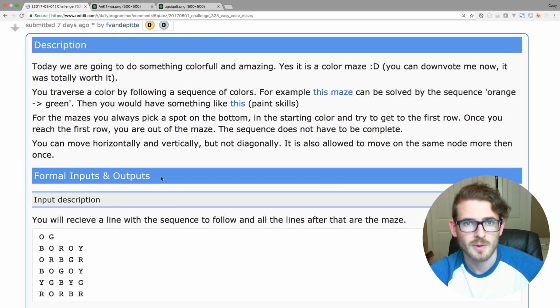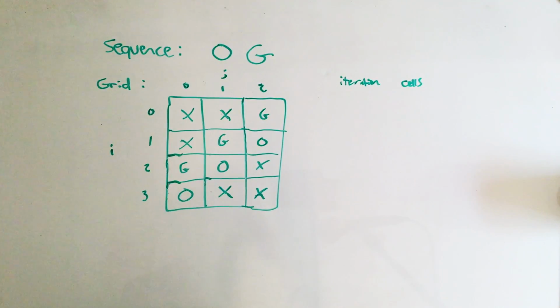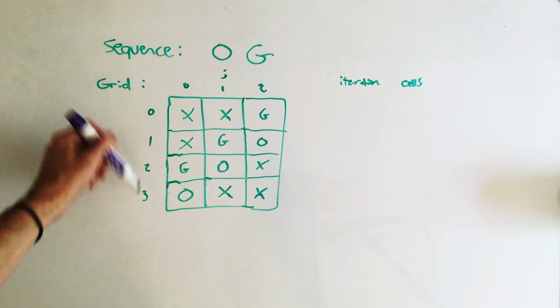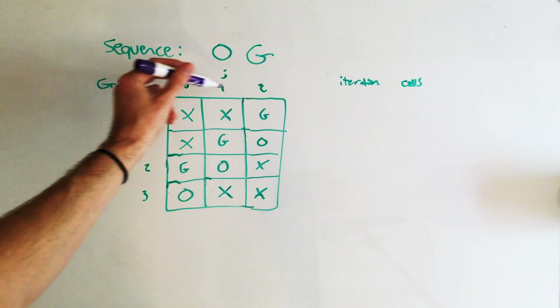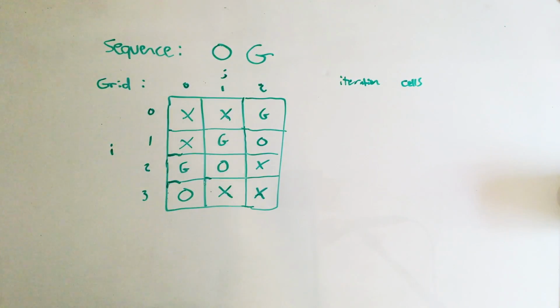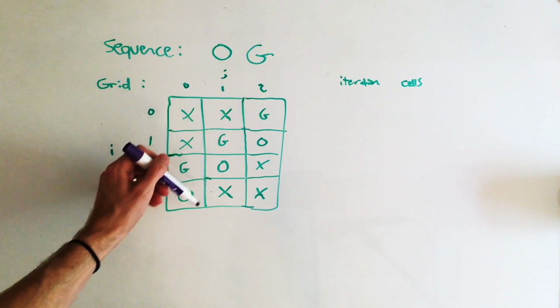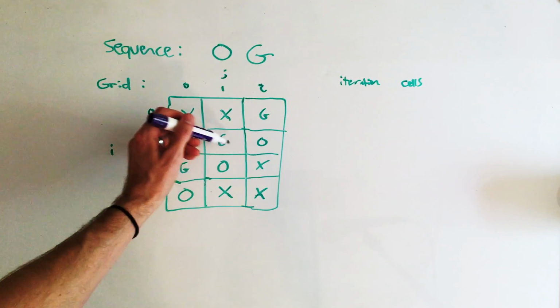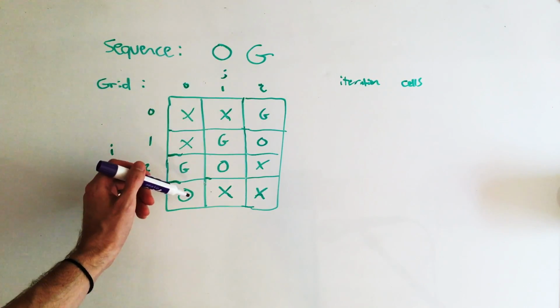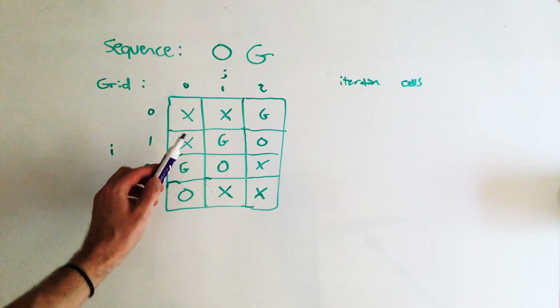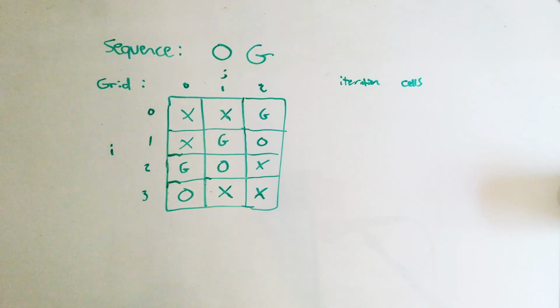Let's go ahead and work it out on the whiteboard with a really simple solution. All right, so let's start off with a really simple example here. So again, we have the sequence of O and G, and we have this grid, which is 4 rows by 3 columns. And remember, the goal is to start at this bottom row and find a path, which happens to be this path that I'm motioning out with my hand from the bottom left corner to the top right corner, where you can only move vertically and horizontally to match the next color in the sequence.